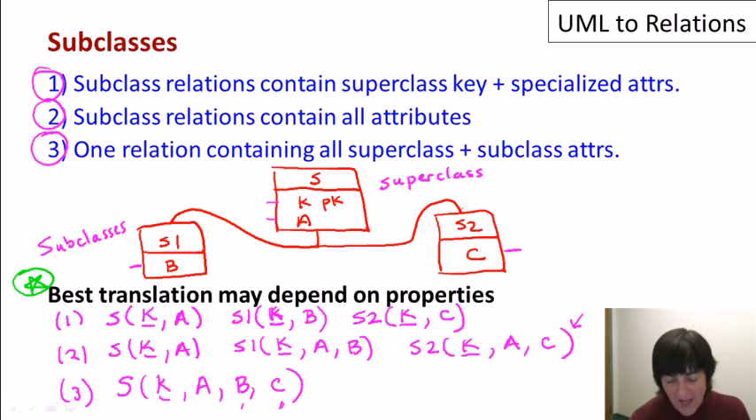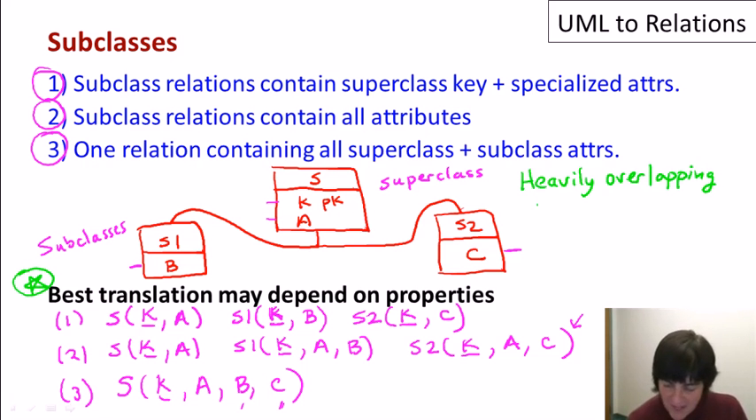Complete said that every object that's in the superclass is also in at least one of the subclasses, where incomplete meant that there would be some objects, or there could be, that are in the superclass and not in any subclasses. Sort of alluded to how some of those properties affect the different translations, but let's look at it very specifically. Let's suppose, for example, that we had a heavily overlapping subclass relationship. In other words, we have many objects that are in multiple subclasses.